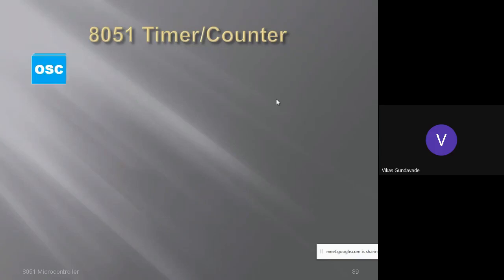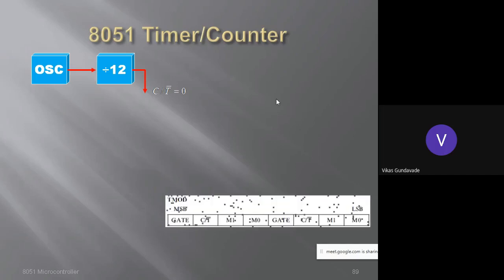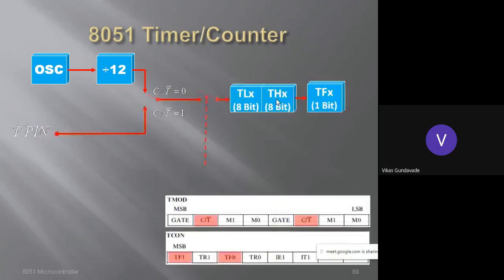Okay. Now, if we see the architecture of the timer, the same peripheral will be used with the internal oscillator frequency as well as the external oscillator frequency. When we are using the internal oscillator frequency, that particular peripheral will work as a timer, and when it is used with the external oscillator frequency, then it is used as a counter. Now, the internal oscillator frequency first gets divided by 12, and then it is provided to the timer.